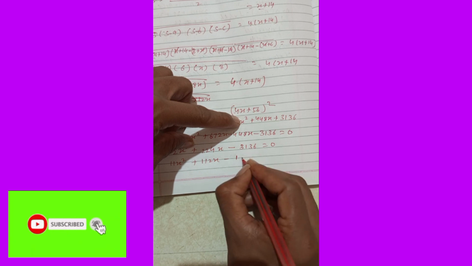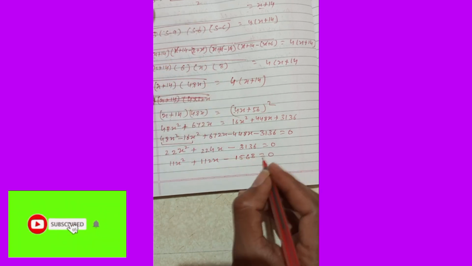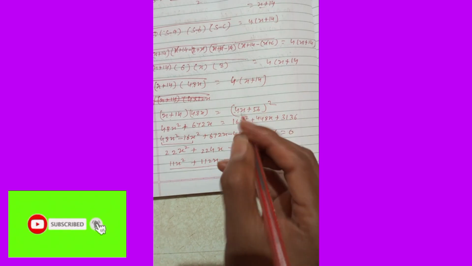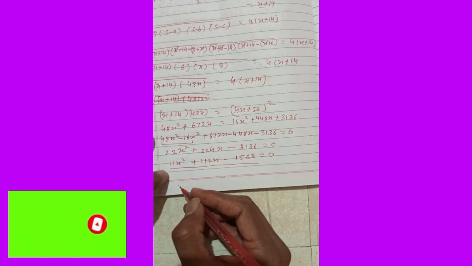112x minus this one: 2 1s are 2 and 2 5s are 10, 2 6s are 12 and 2 8s are 16. Okay, is equal to 0, divided by the 2. This becomes a quadratic equation. In this quadratic equation, if we find the x value, then we get the x value. Then that x value will be put into x plus 6 or x plus 8, and that will be the answer of that one.